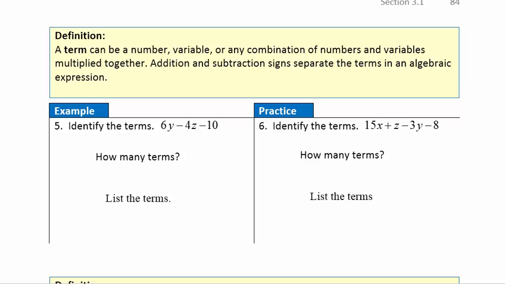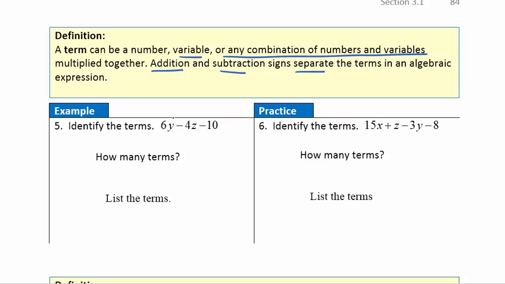A term can be a number, a variable, or any combination of numbers and variables. So terms cover a lot of different things, and those are the things that make up the algebraic expression. So addition and subtraction signs are the things that separate the terms. Let's take a look now at example 5 so you can have a better understanding of what terms in an expression are.